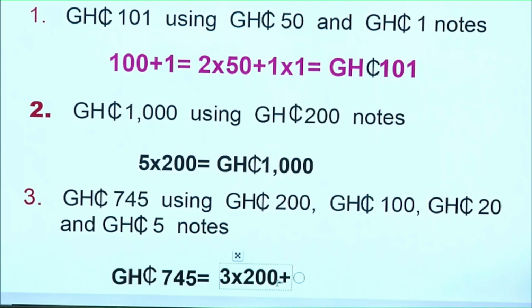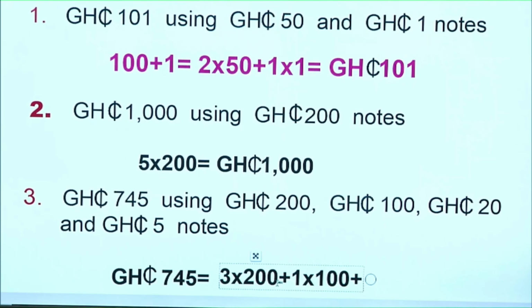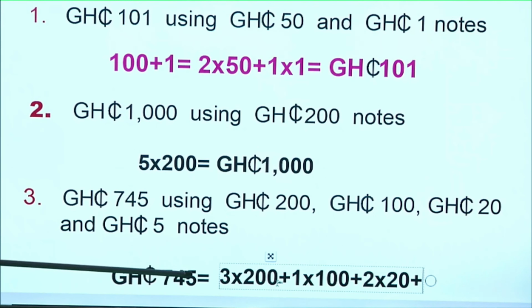Yours may be different, but we will get the same amount. So 1 times 100 cedis. Now we have 45 cedis left. And with the 45 cedis, I can choose to use 2 of the 20 cedis notes. Yes. So 2 times 20. I am not done. I am left with 5 Ghana cedis. And yes, the 5 cedis note is here.